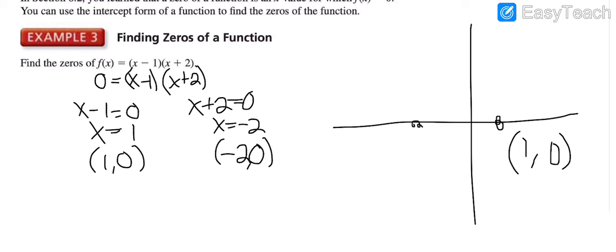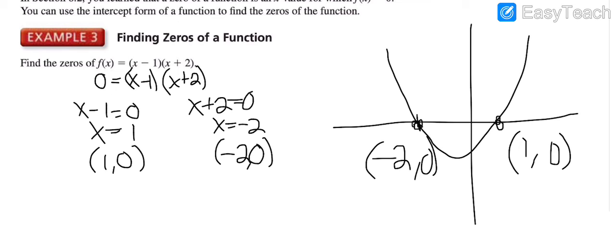Another point would be here at negative 2, 0. And this would be an increasing parabola. So it looks something like that. Again, that's just a rough sketch. But we know these things are increasing because there's a positive here. And we have our two x-intercepts by solving for the zeros, or the roots, or the solutions of this function.